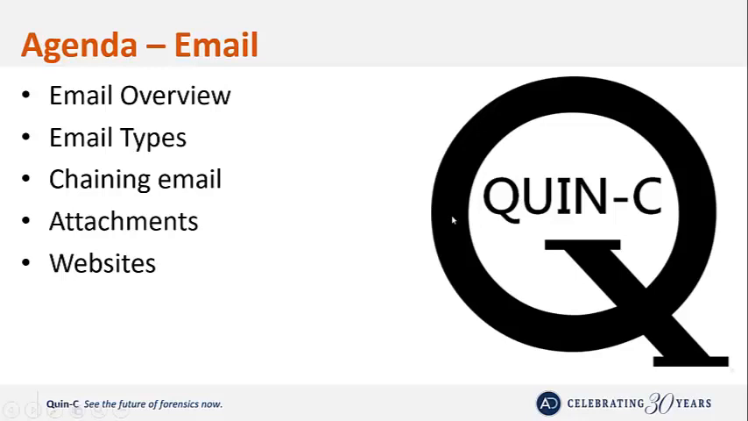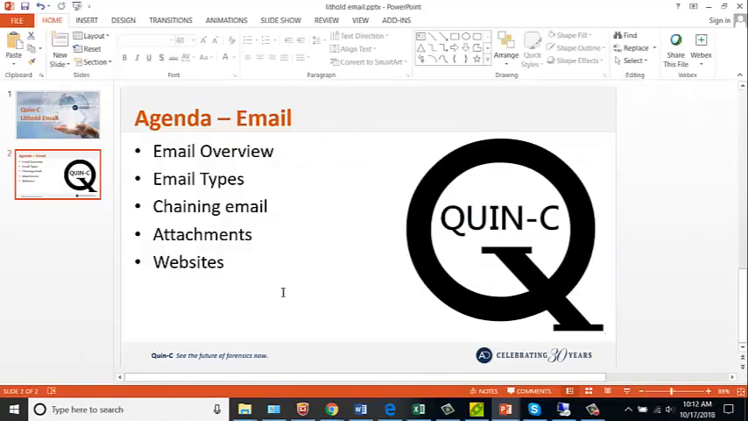So we're going to do an overview of email. We're going to talk about the different email types. We're going to talk about chaining email, attachments, and websites. There is a video dedicated to websites as well, so I'm just going to barely touch on that, but we will touch on it. So let's hop into the tool.